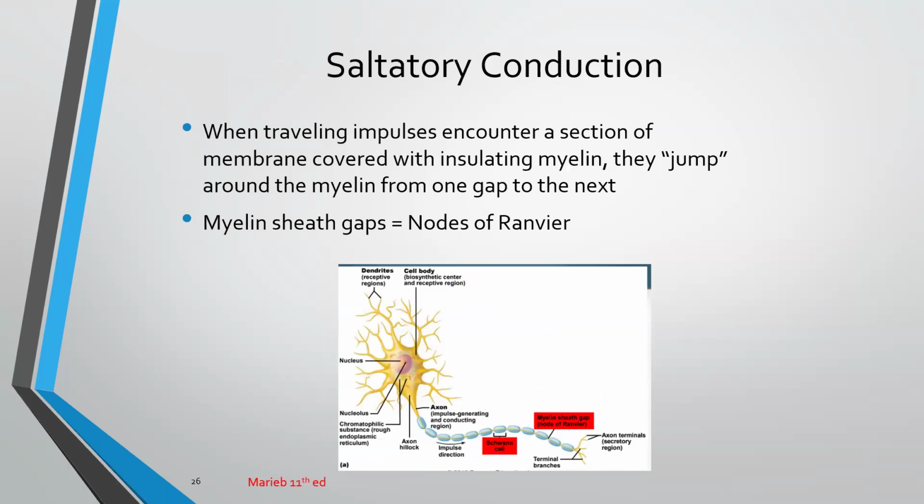So again, saltatory conduction is a much faster type of impulse travel and occurs on the myelinated neurons. Saltatory conduction allows the impulses to jump between the nodes of Ranvier, and it speeds up that signal transmission in the myelinated neurons.